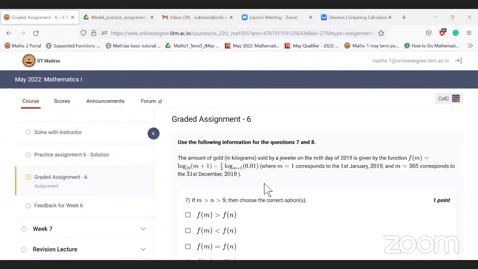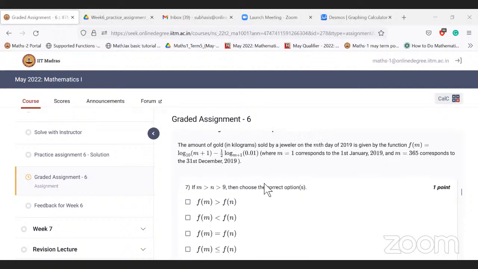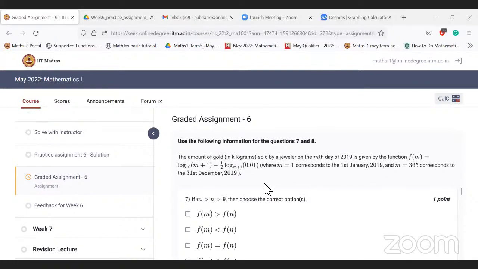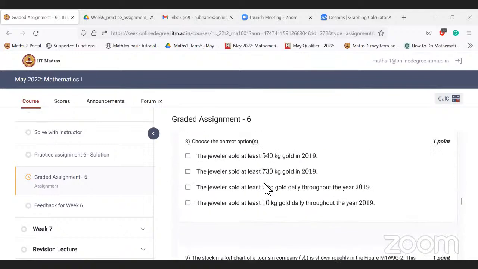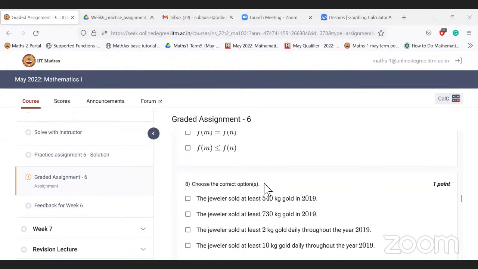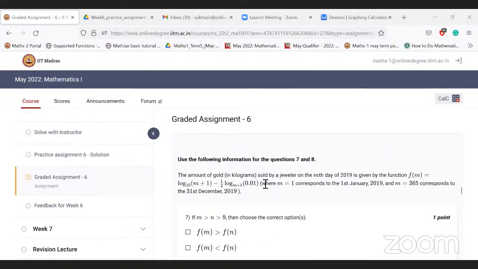So the function is given, right? Some f of m is given. I simplified that f of m, sir. It will be log of m plus 1 base 10 plus log 10 base m plus 1. So let's pick option number 3. It says that the jeweler sold at least 2 kg gold daily throughout the year, right? That means on all the days, he sold at least 2 kg.